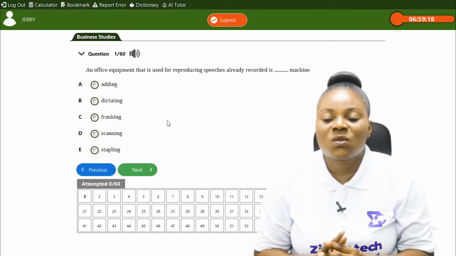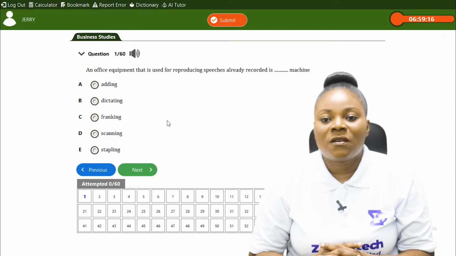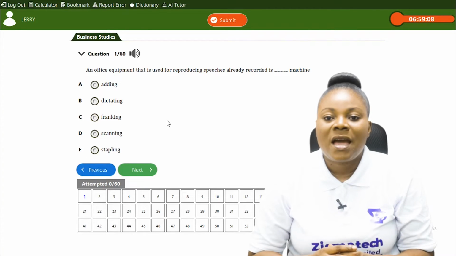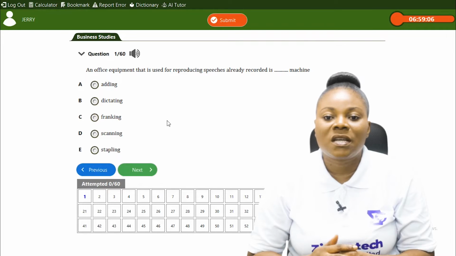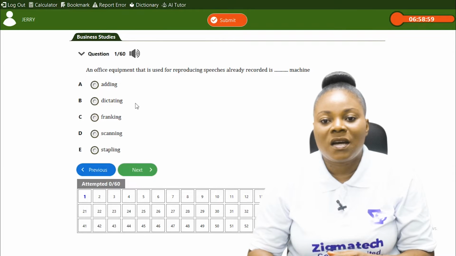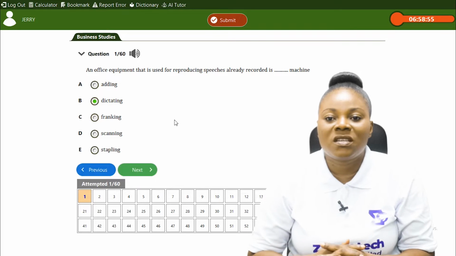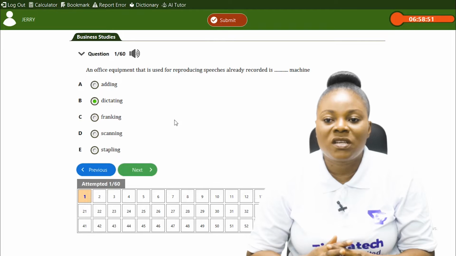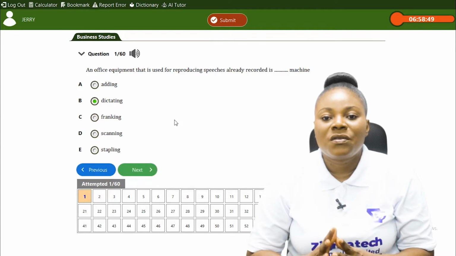So we take the first question, which is: an office equipment that is used for reproducing speeches already recorded is dash machine. A, adding machine. B, dictating. C, franking. D, scanning. E, stapling. The correct answer is the dictating machine. A dictating machine is that office equipment that is used to reproduce speeches that have already been recorded.